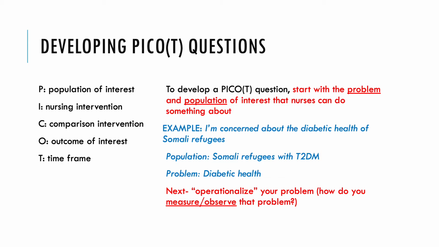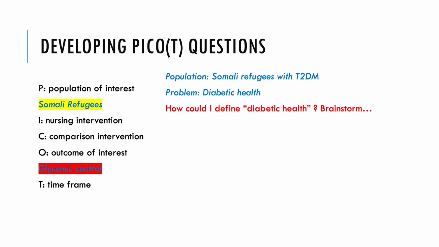And every time they came in, I would see blood sugars in the 300s. And now I'm sitting in my NUR 315 class thinking, I want to help them. I want to know what nurses can do to make this better, to address this problem. So with that, I've identified my population, my P, my Somali refugees with type 2 diabetes, and I've started to paint a picture of where this could go. I'm interested in their diabetic health, but I haven't really put that into my letters, my I, C, O, or T yet.